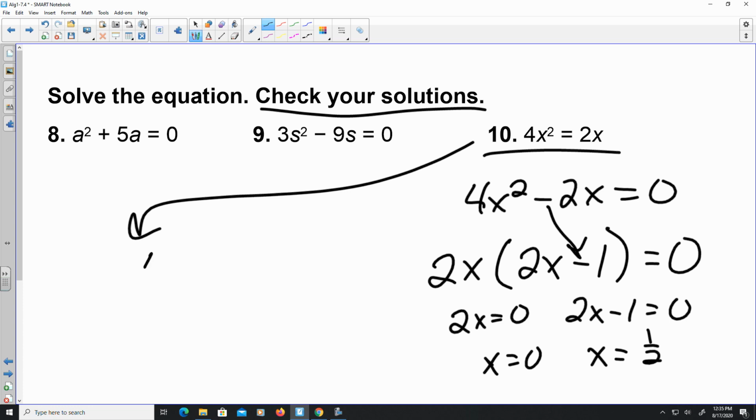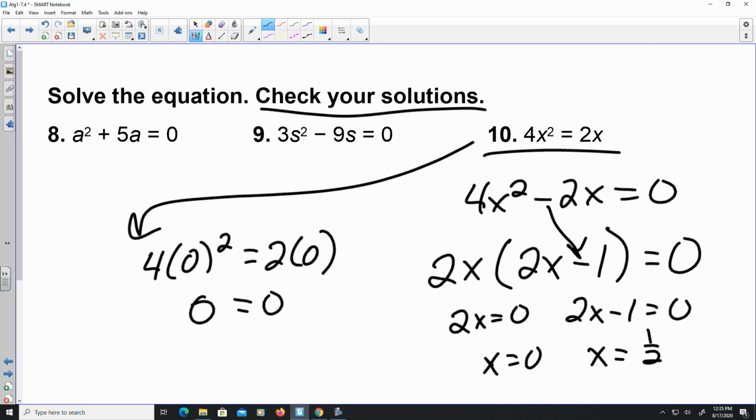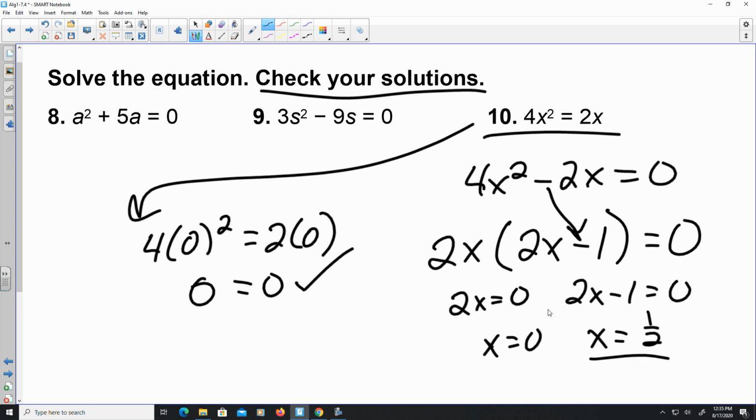So I'm going to have 4 times 0 squared to see if it equals 2 times 0. Well, 0 squared is 0, and 0 times 4 is 0. 2 times 0 is 0. Does 0 equal 0? It checks out. Now let's look at the next value for x, and that is 1 half. So now I have 4 times 1 half squared, and we want to see if that equals 2 times 1 half.